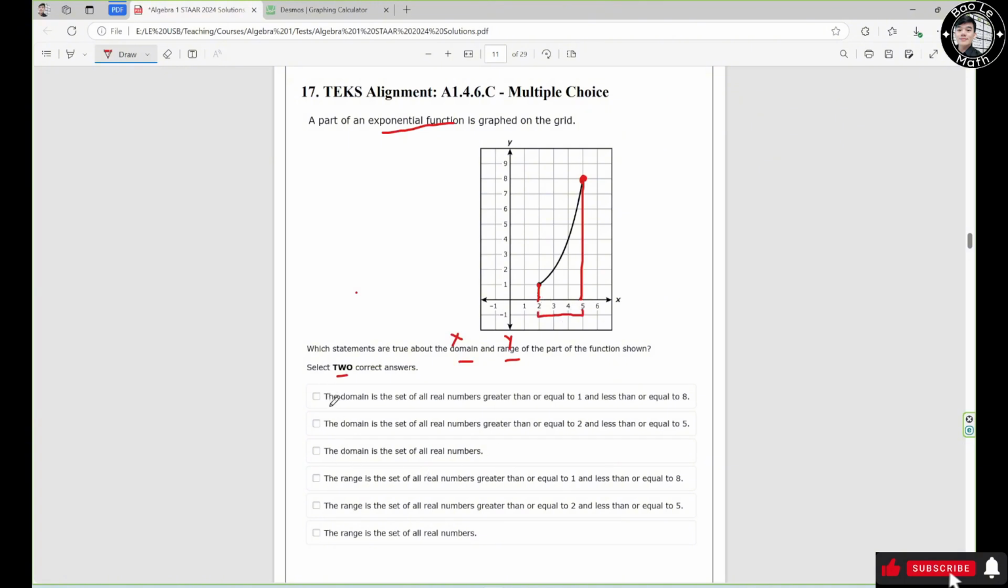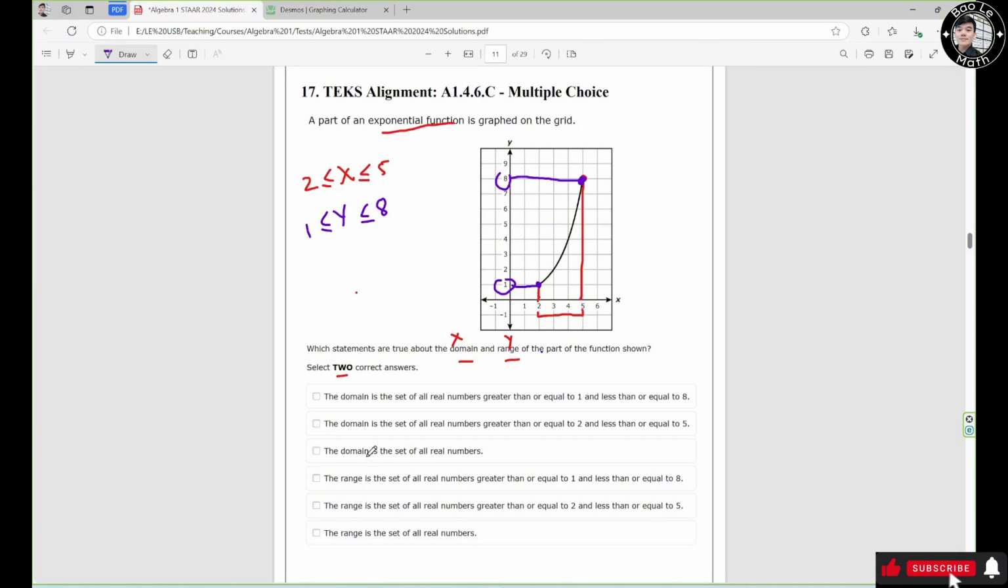So we look for the domain and range. The domain should be x greater than or equal to 2, less than or equal to 5, right? Now, in order to find the range, we project this endpoint right here down to the y-axis, so it's going to be right here. Now again, we have the closed circle at the endpoint, so we need to include the endpoints, right? So it should be 1 to 8. So the range should be y greater than or equal to 1, less than or equal to 8.